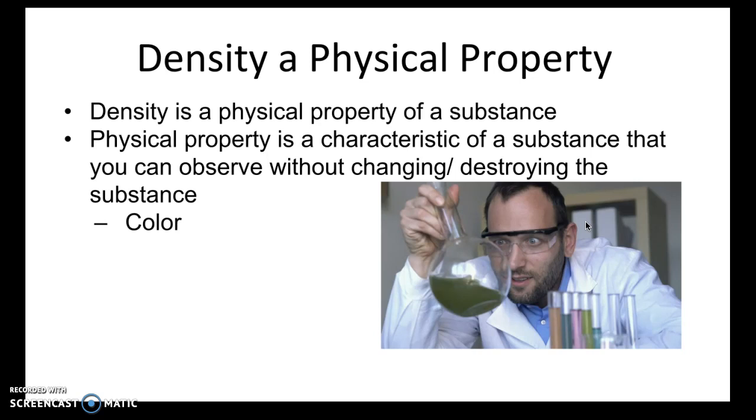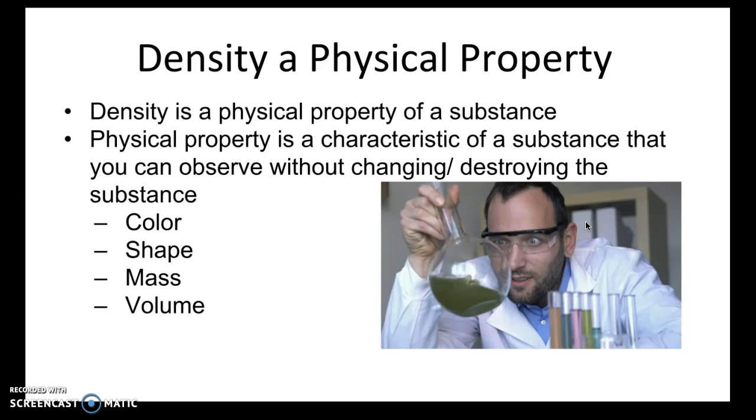So if you look at the color of something, you can look at the color without changing it or destroying the substance you're looking at. Shape is another one. You can see the shape or feel the shape of something and it wouldn't change that thing. Mass and volume are also examples of physical properties.